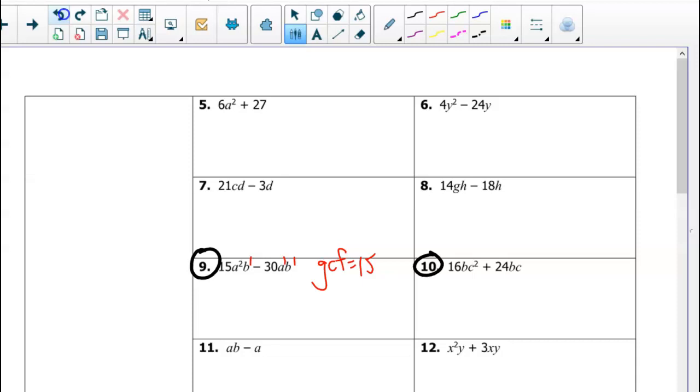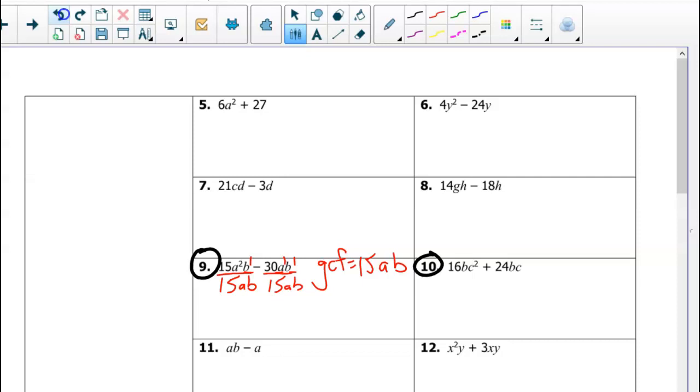So the lowest amount of a's we can take out of both is 1, because I can't take 2 out of 1 without getting a decimal or a fraction. And the lowest amount of b's, well, there's only 1. So I can take out 1a and 1b. And then we'll see what's left. So we're going to divide both terms by 15ab.